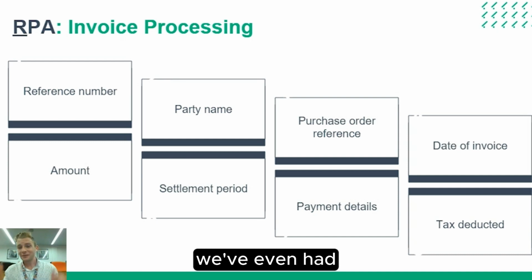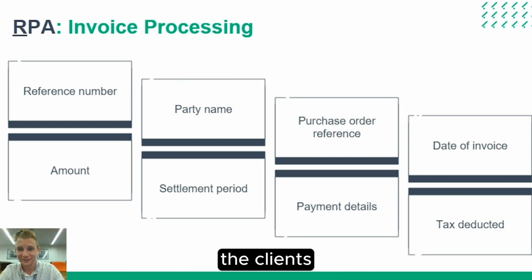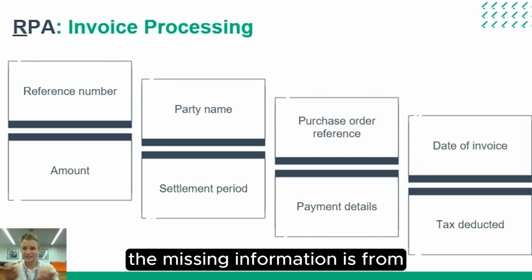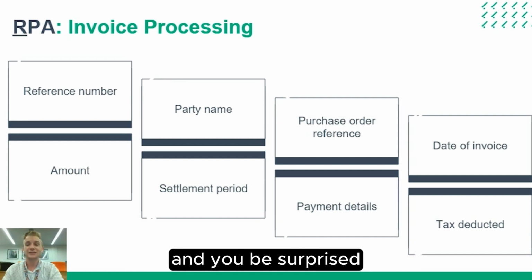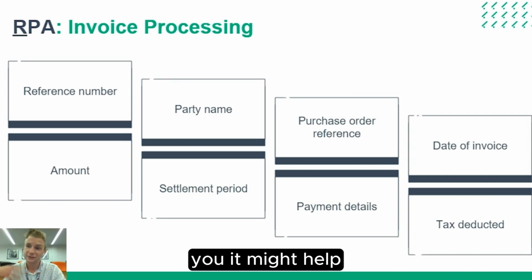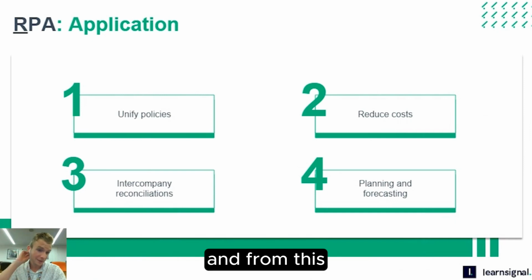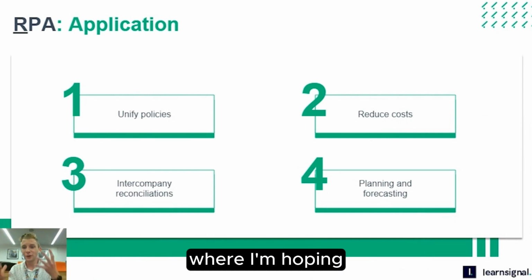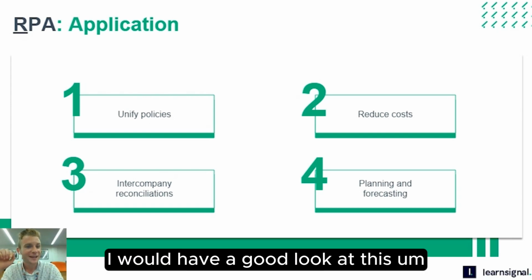Maybe we've even had examples where, on our records previously, we didn't actually have the details of the clients, how they were going to pay us. So you could even use AI to go through your system and say, right, tell me what the missing information is from clients listed A to H on there. And you'd be surprised what might not be on there. It may help you pick up on compliance issues, all those sort of things. And from this application, I'm hoping you're going to get a lot of ideas and a bit of buzz out of today to go, I'm going to have a good look at this.